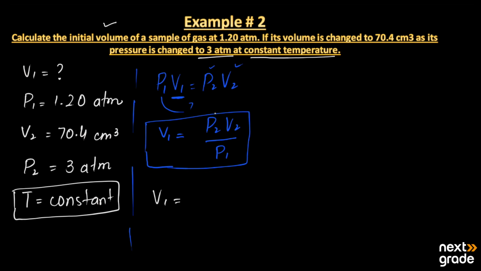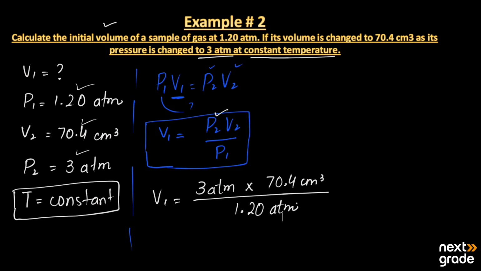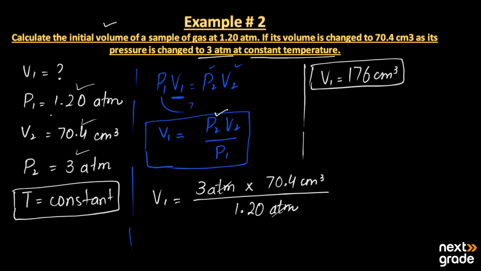Here V1 is equal to pressure P2, which is 3 atm, then the volume V2, which is 70.4 centimeter cube, divided by pressure P1, which is 1.20 atm. By solving this, we gain the answer: the initial volume was 176 centimeter cube. So when the pressure is 1.20 atm, the volume is 176, and when we increase the pressure to 3 atm, the volume decreases from 176 to 70.40 centimeter cube.